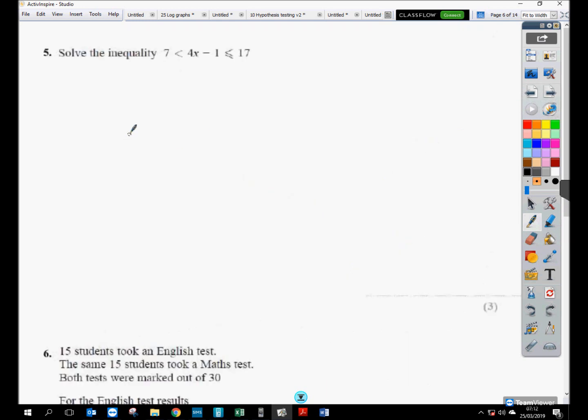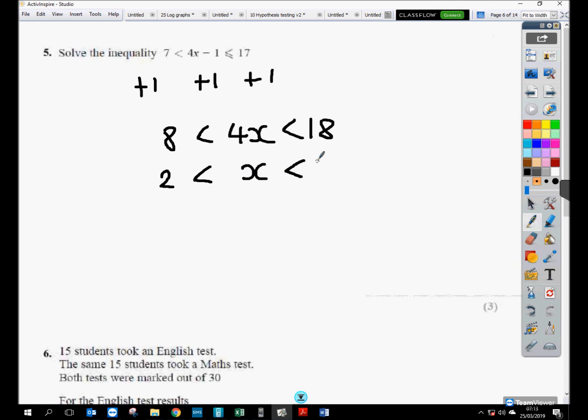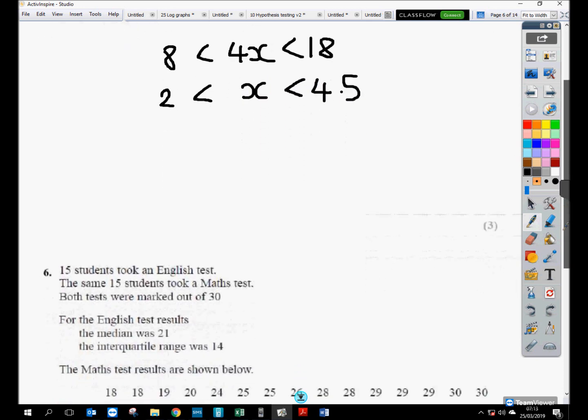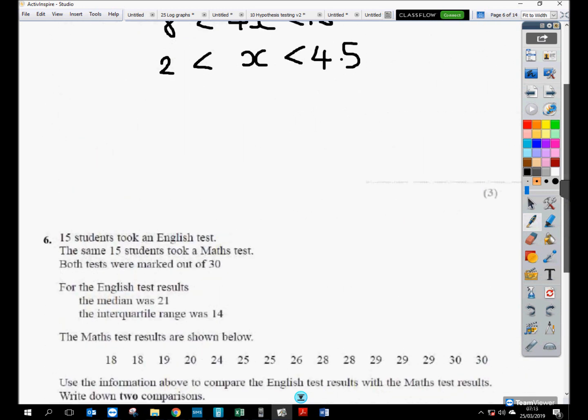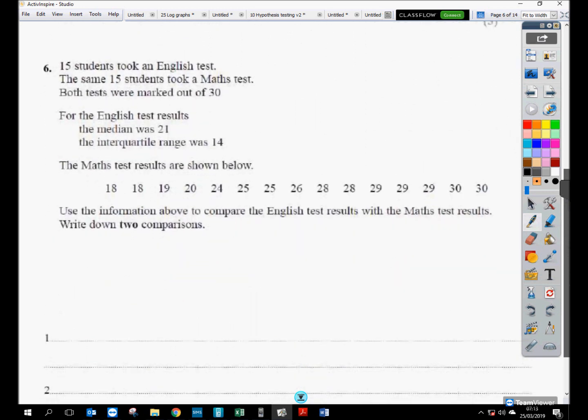Okay, next question. Solve the inequality. Right, you need x in the middle, so you add one to every section. Add one, add one, add one. So we end up with 8 is less than 4x, which is less than 18. Then divide every section by 4. And this is the answer to the question. This is what you write down on the answer line. 2 is less than x, which is less than 4.5.